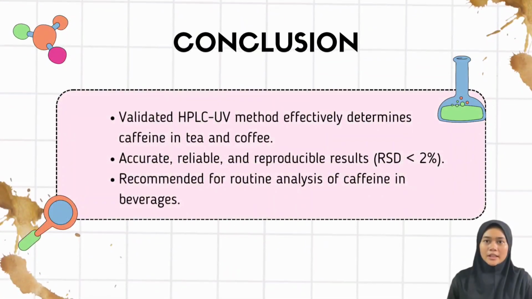To conclude, the validated HPLC UV method has been demonstrated to effectively determine caffeine content in tea and coffee. This method ensures accuracy, reliability and reproducibility, as evident by a relative standard deviation of less than 2%. Given its precision and efficiency, we recommend this method for routine caffeine analysis in beverages, making it an excellent choice for both quality control and research purposes.